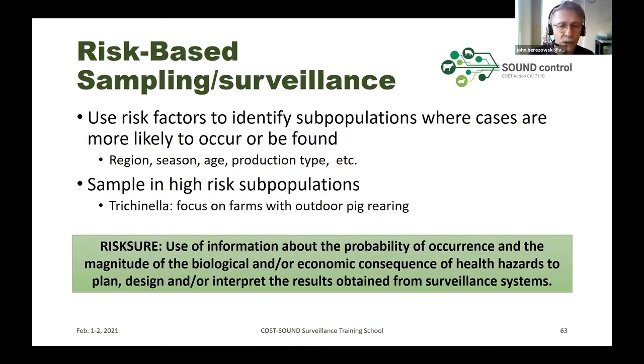Age, well, Schmallenberg virus would be fetuses and newborns. Production type would be important. And the idea is that you sample in high-risk subpopulations. So Trichinella, for instance, we would focus on farms with outdoor pig rearing because that's a very strong risk factor for having Trichinella in pigs.